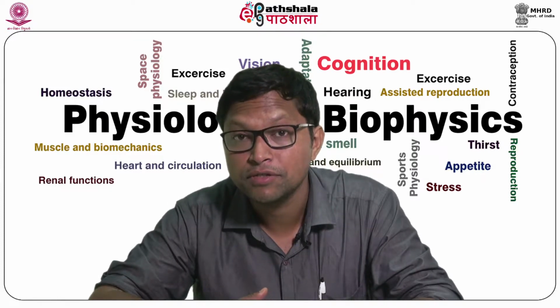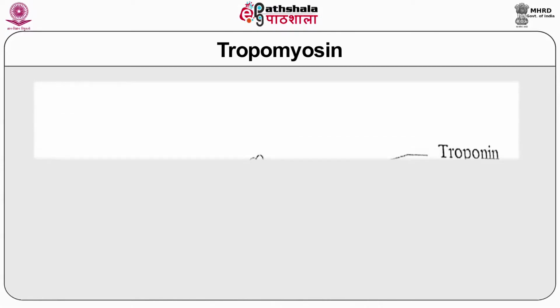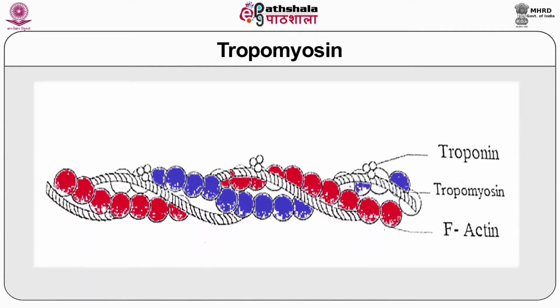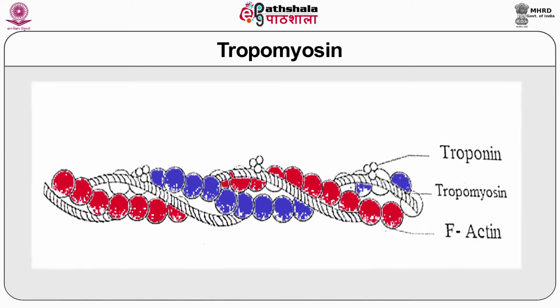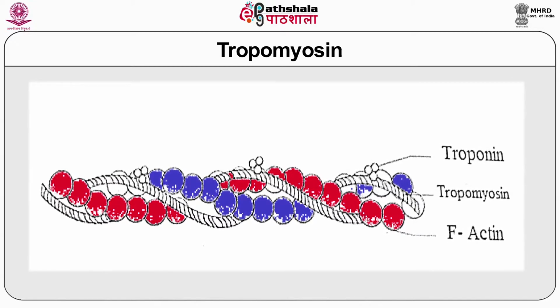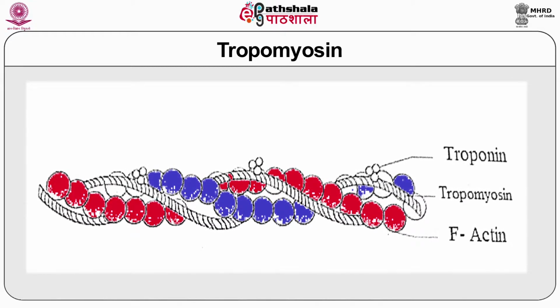Now, let us talk about tropomyosin. It is a constituent of the thin filament, and structurally it is also a double helical structure wrapping around the actin filament.